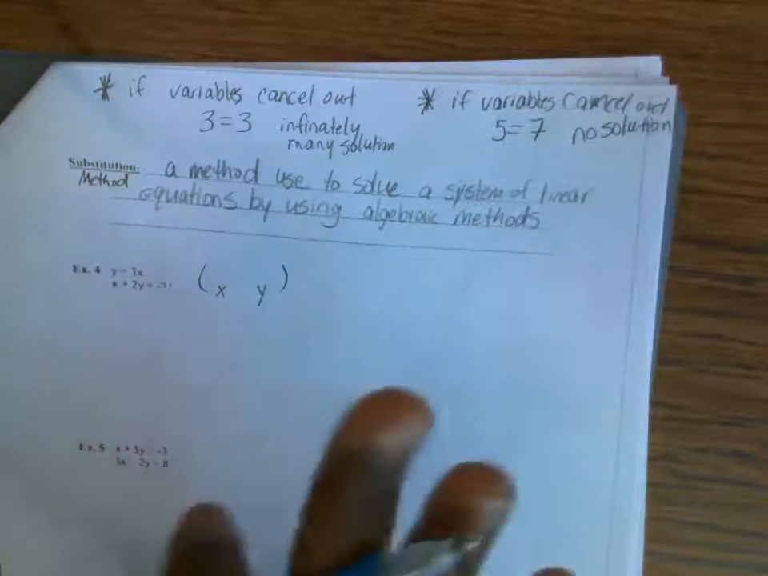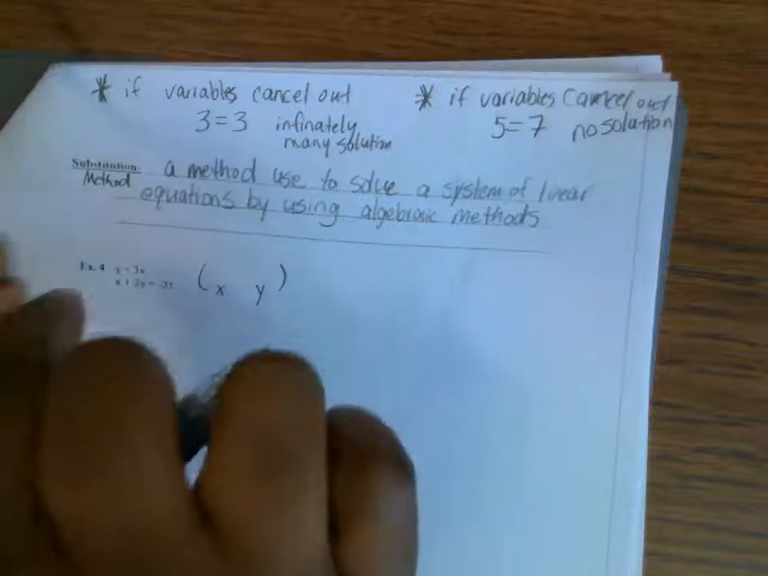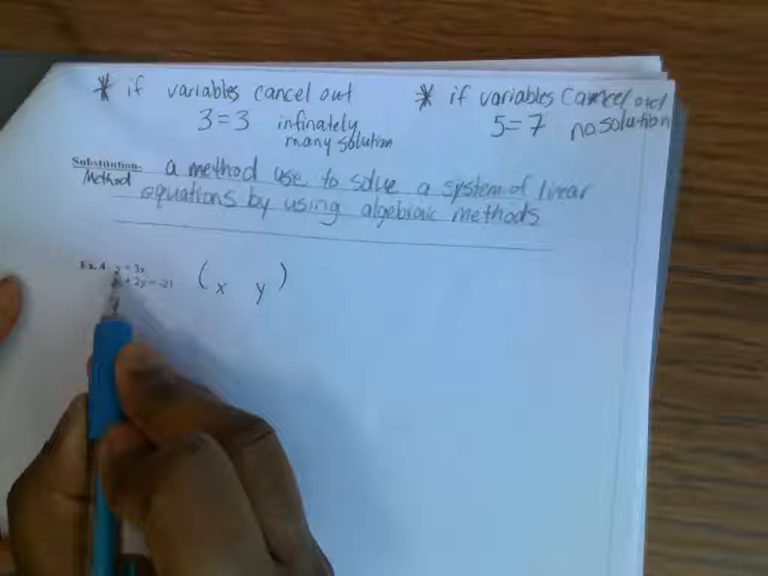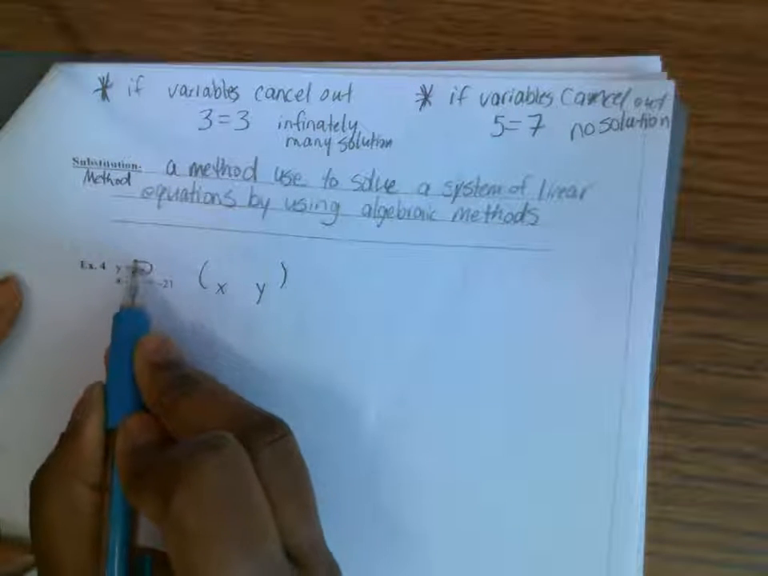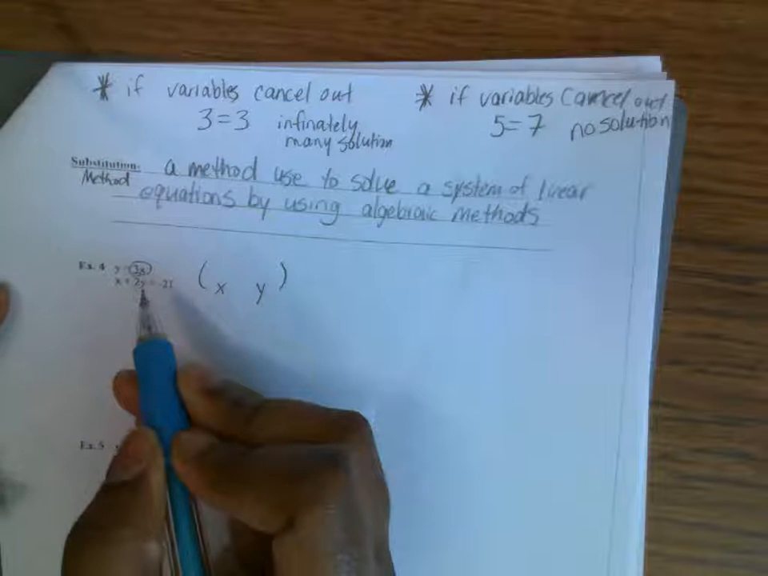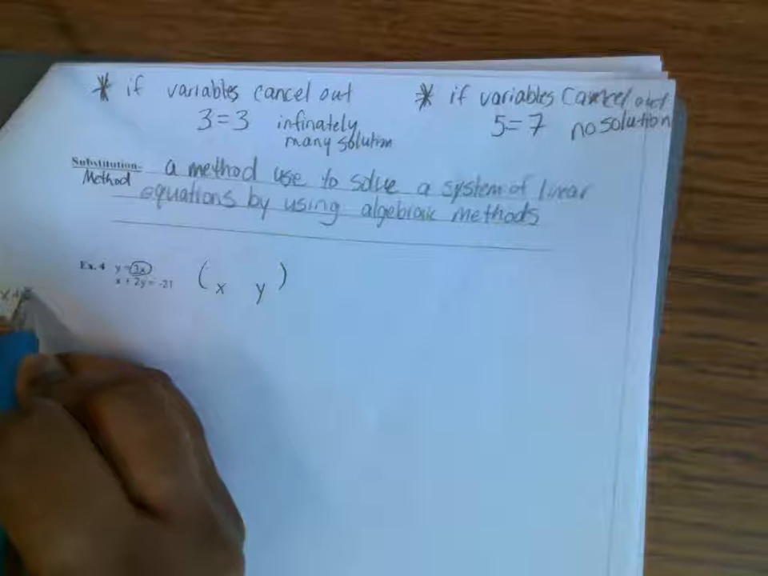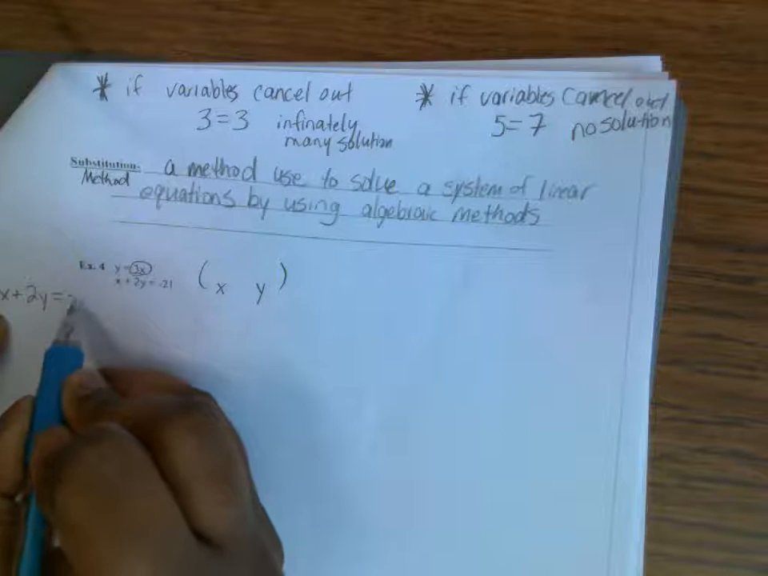So the first thing that you're going to do is isolate one of the variables in either one of the equations. Well, let's look at this one. y is already on a side by itself. y is equal to 3x right here. So then what you're going to do is rewrite the other equation and substitute 3x in for y.